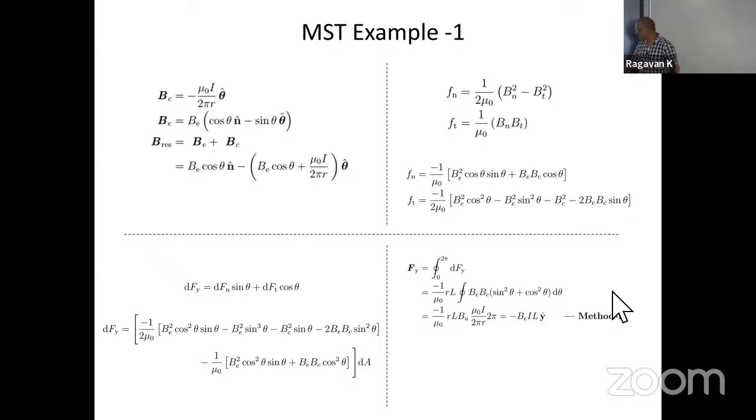Why? Because they have something like cos square theta sin theta, or sin square theta. I might have missed some things here. You can go back and check. It's a simple substitution. So the integral of cos square theta sin theta from 0 to 2 pi is 0. There are some basic identities, like the integral from 0 to 2 pi of cos n theta into cos m theta, if n is not equal to m, is 0. Based on such identities, all these terms will become 0 except the mutual components.